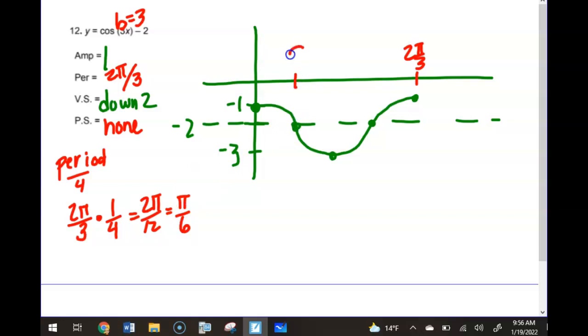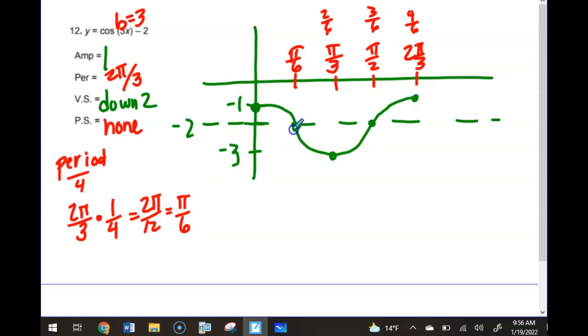This is going to be 1 pi over 6, 2 pi over 6. What's 2/6 reduced to, guys? Pi over 3. And then the next one is 3/6, or 1/2. And the next one should be 4/6, or 2/3. We good?